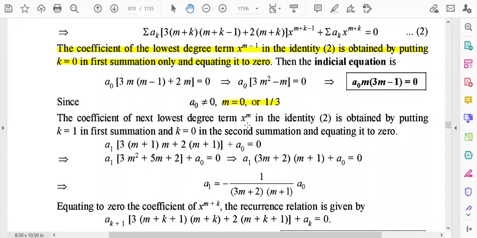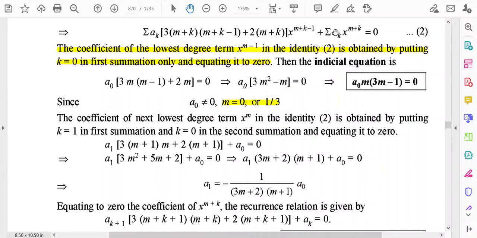at first, we will calculate the coefficient for x to the power m, that is the next lowest degree. And how to calculate the coefficient for x to the power m? For that purpose, we will put k is equal to 1 in the first term, because if we put k is equal to 1 here, the power will be m plus 1 minus 1, means x to the power m. So then we can calculate the coefficient for x to the power m. So if we put k is equal to 1 in the first term, then we can calculate the coefficient of x to the power m.